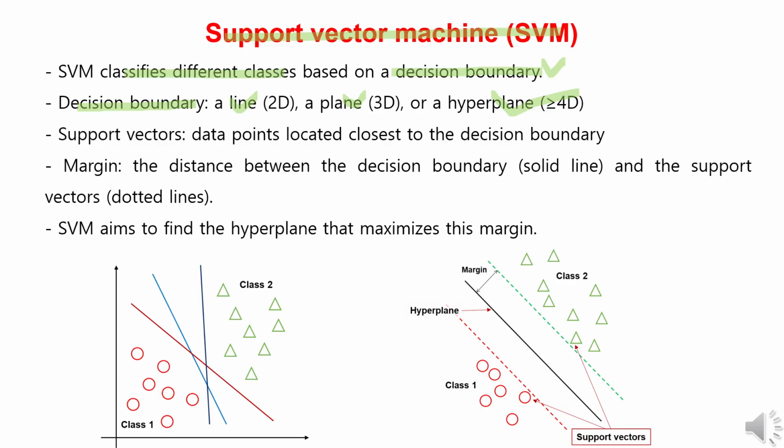The data points that play a crucial role in SVM are called support vectors. They are the points closest to the decision boundary. The distance between the decision boundary and the support vectors is called the margin, and the main goal of SVM is to find the hyperplane that maximizes this margin.